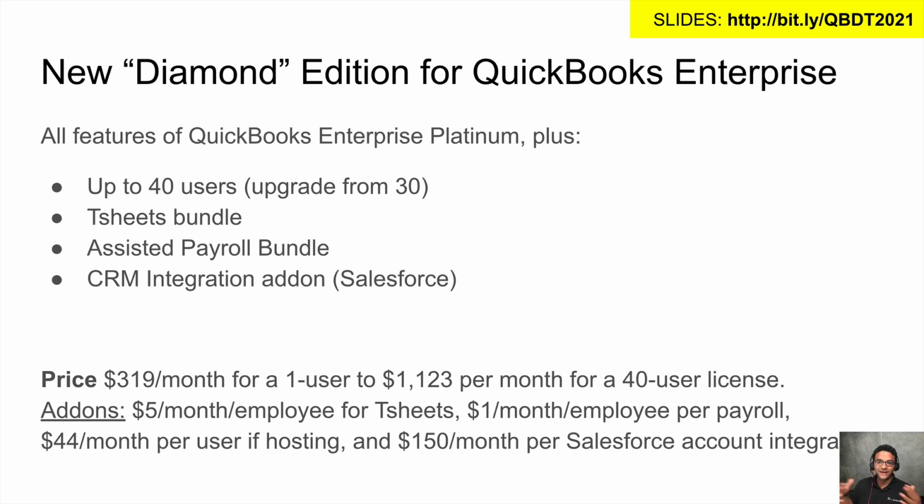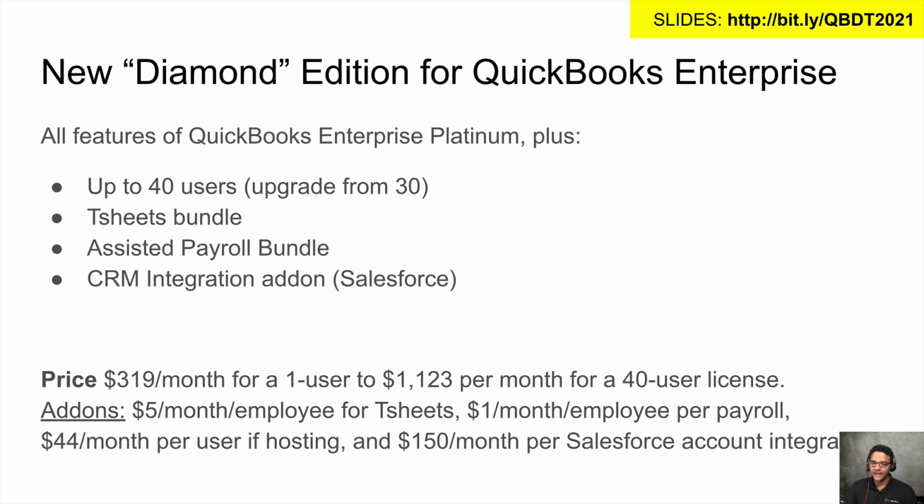To give you an idea on pricing, QuickBooks Enterprise Diamond starts at $319 per month for one user, and it goes all the way to $1,123 per month for a 40 user license. And then you have the additional add-ons if you're going to use T-sheets, payroll, hosting, or Salesforce integration. So that's going to be the new Diamond edition.